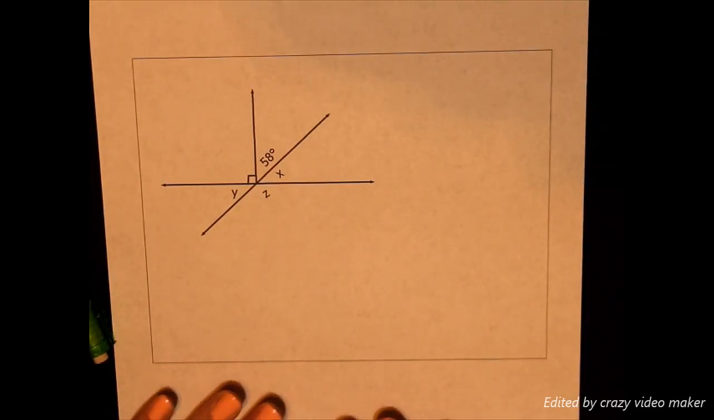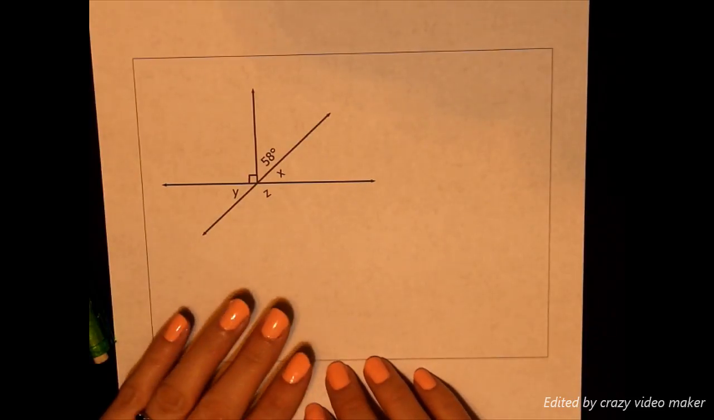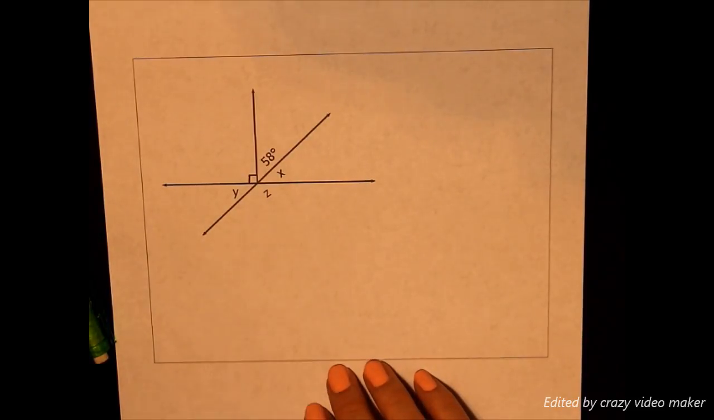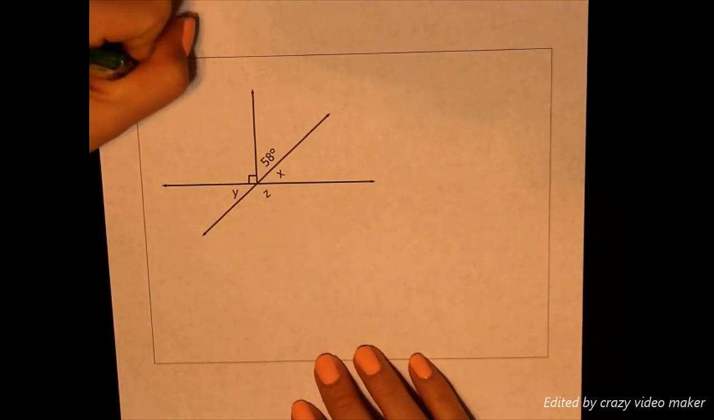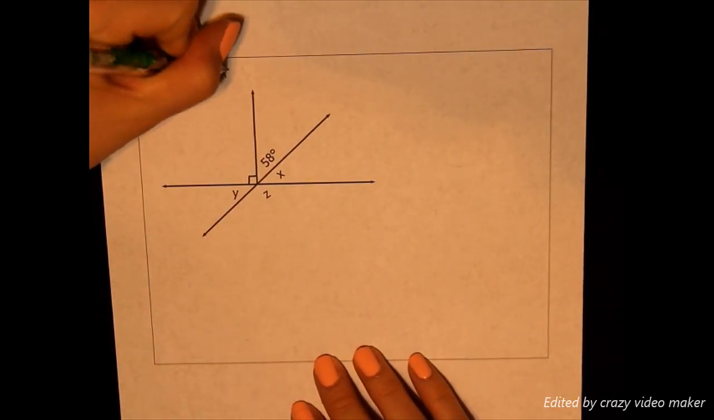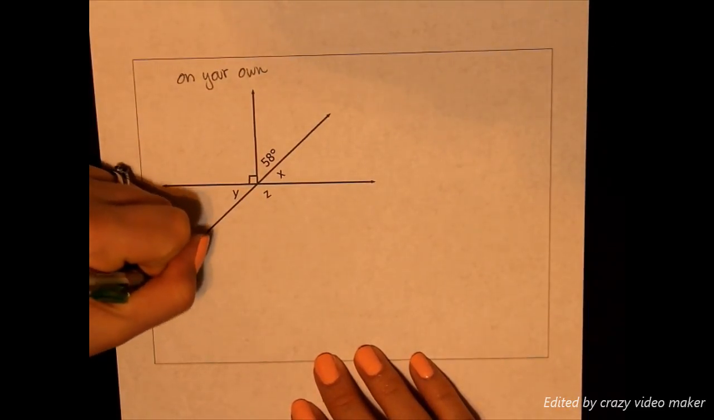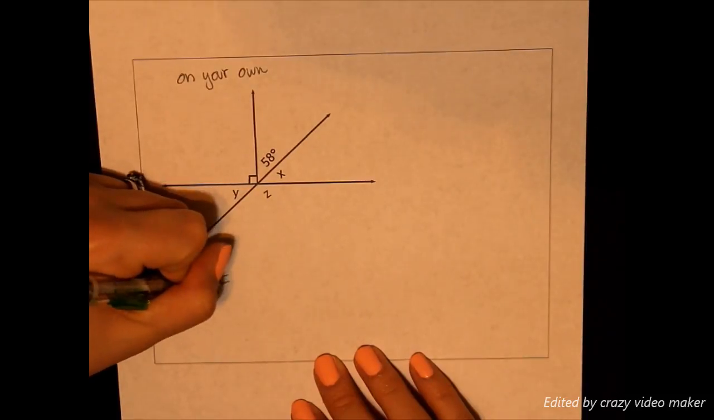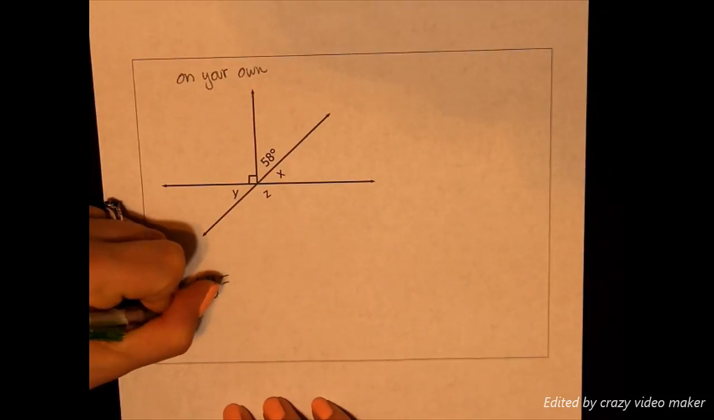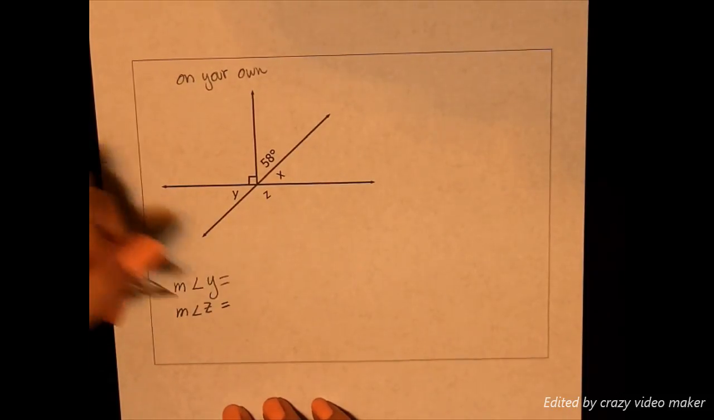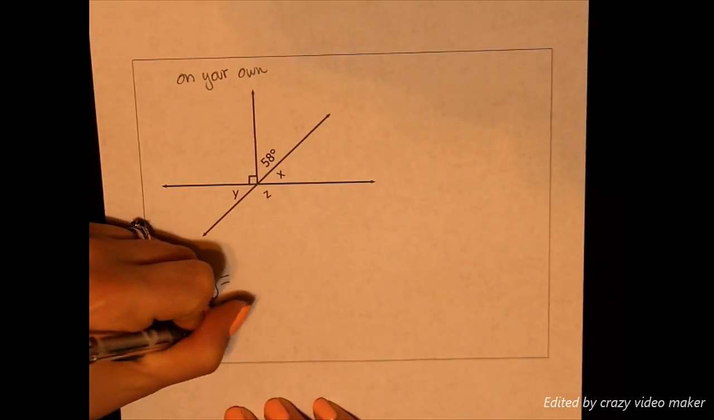Okay, and this is our last example, and I'm going to leave this one up to you guys because it's very, very similar to the one that we just did. So you have got to do this one on your own. And I want you to tell me the measure of angle Y is equal to, the measure of angle Z is equal to, and then the measure of angle X is equal to.